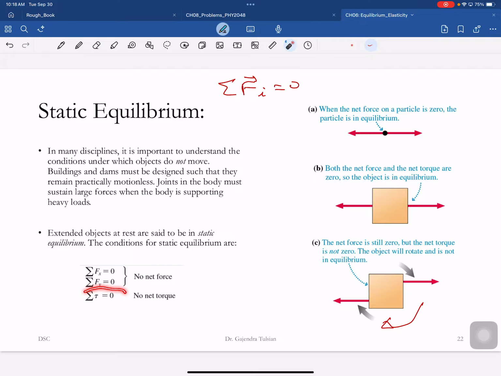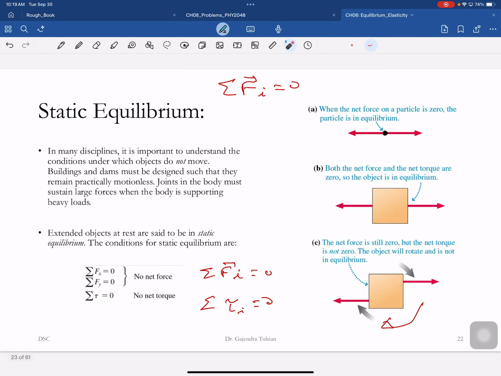In addition, you have to have the torques add up to 0. So for an extended object to be at rest, not only do the forces need to add up to 0, the torques also need to be 0. For this object, the torques will add up to 0 as well. In fact, each force is exerting a 0 torque about the center of mass. So for an extended object, you need two conditions. The first is that the sum of the forces needs to be 0, and the second is that the sum of the torques needs to be 0.